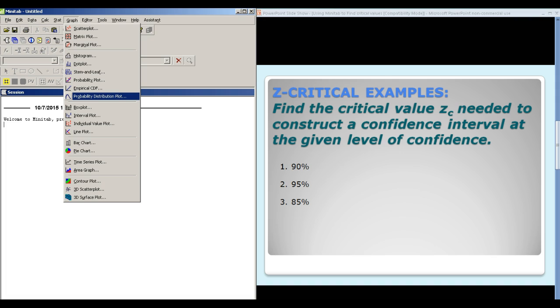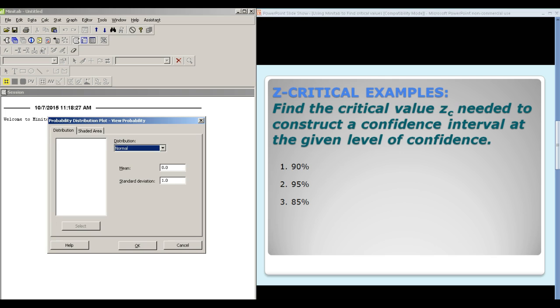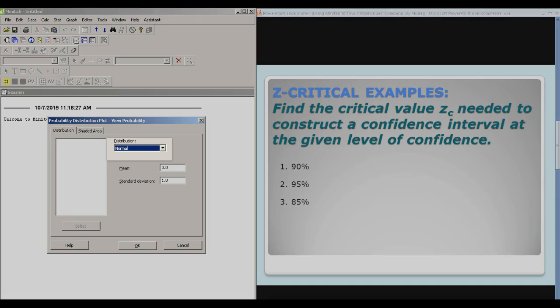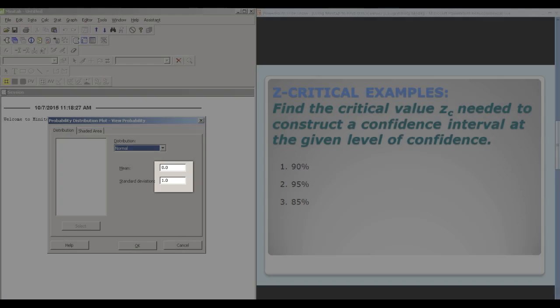So we're going to go into Minitab, and we're going to go under the graph function, and we're going to go to that probability distribution plot of which I am so fond because it does so much for us. And we're going to go to view probability and click OK. Now, since we are doing z-critical, we are going to go under the normal distribution, and we're going to leave our mean as 0 and our standard deviation of 1.